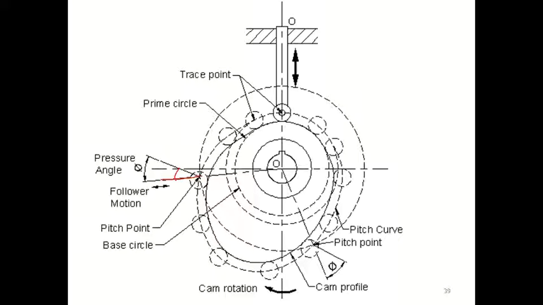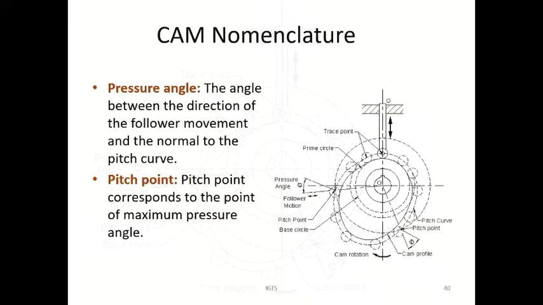The pressure angle is the angle between the direction of follower movement and the normal to the pitch curve. That is, the angle between the normal to the pitch curve and the tangent to the follower movement. That is called the pressure angle.